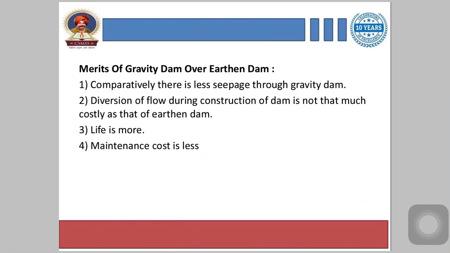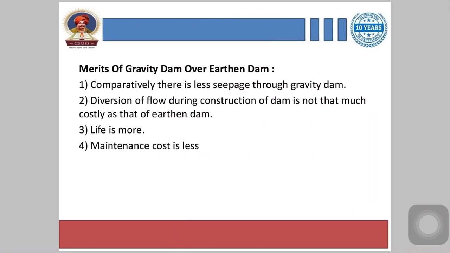So, comparatively there is less seepage through gravity dam as compared to the earthen dam. In case of earthen dam there is more seepage, and diversion of flow during construction of dam is not much costly as that of earthen dam. So, diversion work is costly in case of the earthen dam. Life is more for gravity dam and maintenance cost is also less.